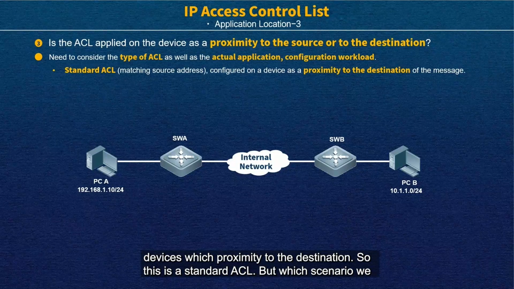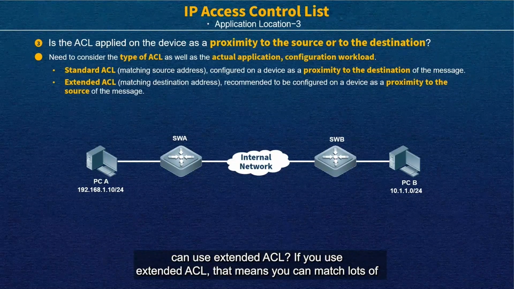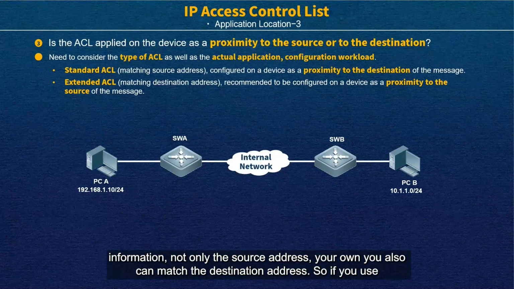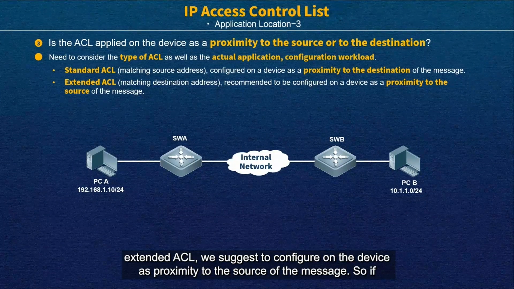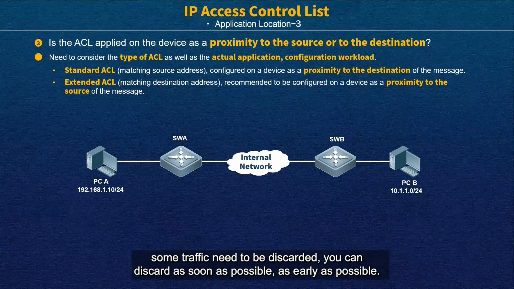But in which scenario can we use extended ACL? If you use extended ACL, that means you can match lots of information, not only the source. You can also match the destination address. So if you use the extended ACL, we suggest configuring the device as close to the source of the message as possible. So if some traffic needs to be discarded, you can directly discard it as early as possible.